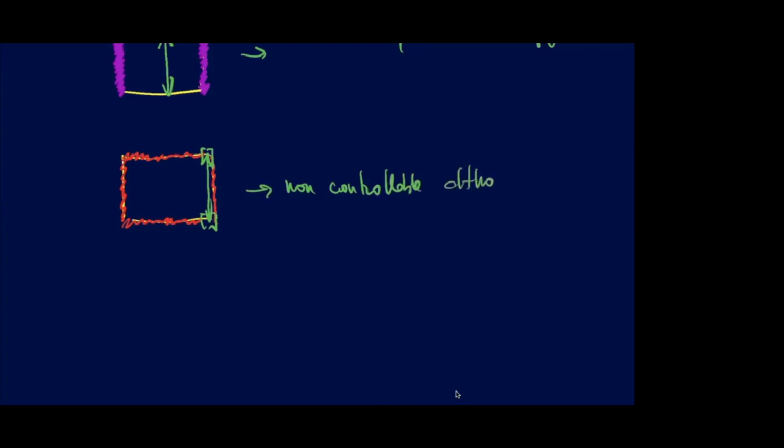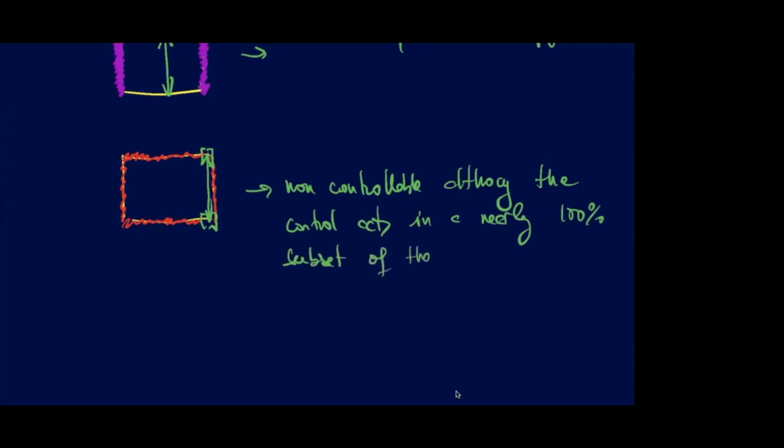Although the control acts in a nearly 100% subset of the boundary, right? It's not a matter of how much of the perimeter you get, it is also a strategic placement in which, of course, you can never miss any of the rays that are crossing the domain omega.